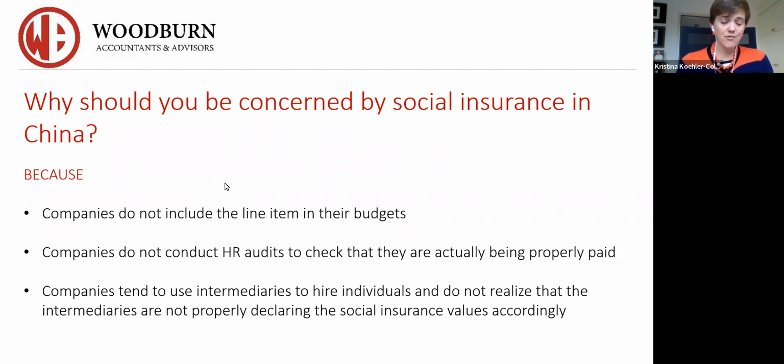So it is really, really important that you remain in compliance in China, that you do things above board. And remember, we are not here to evade the law, to evade paying social insurance rates. We are here to treat our employees fairly and squarely and make sure that we are following all of the legal contributions.